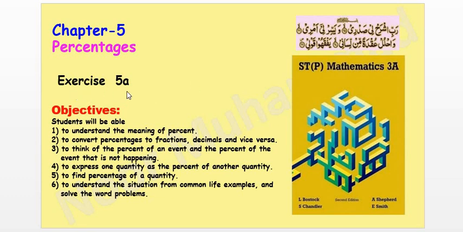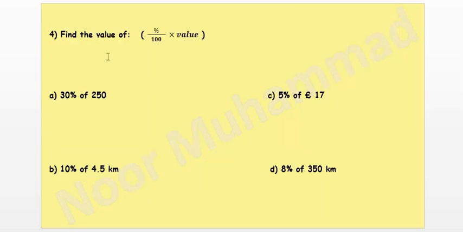Bismillahirrahmanirrahim. Exercise 5A. We are reviewing all the ideas that we did in book 2A in grade 7, and we are revising those ideas, right? This is my second video. So let's start. Here it says find the value of each of these.